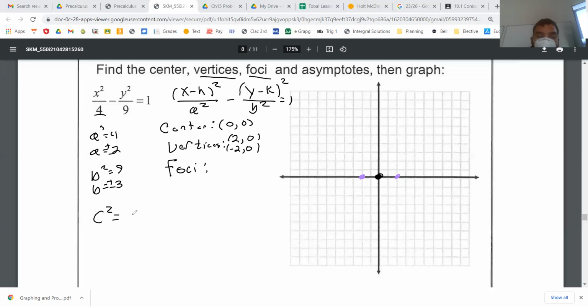Luckily, I have a formula for the foci. For when it's this shape, it's going to be a squared plus b squared. How do I get this? I'll show you in a second. You love the Pythagorean theorem. So this is the square root of 13.